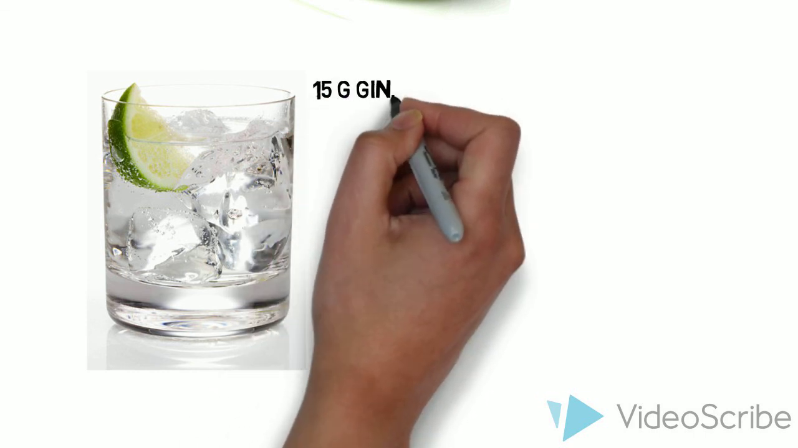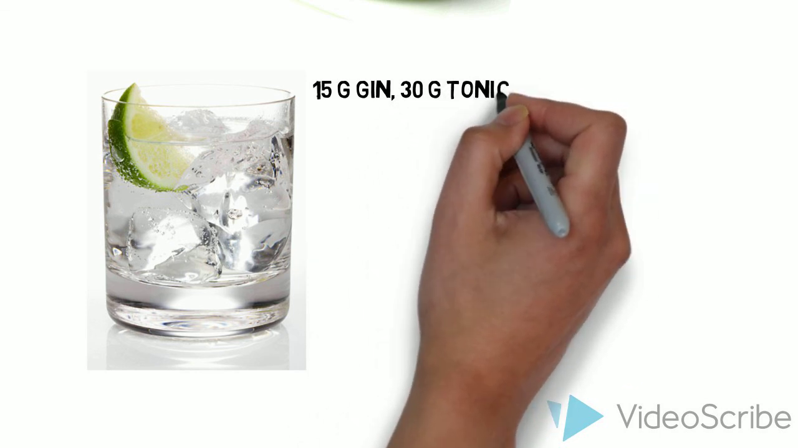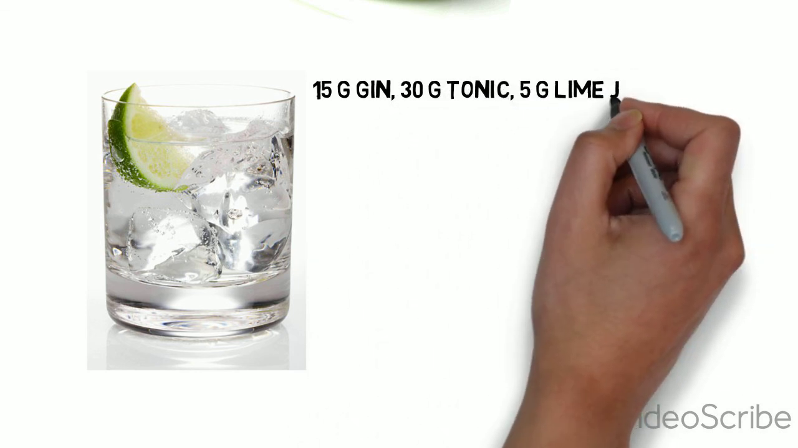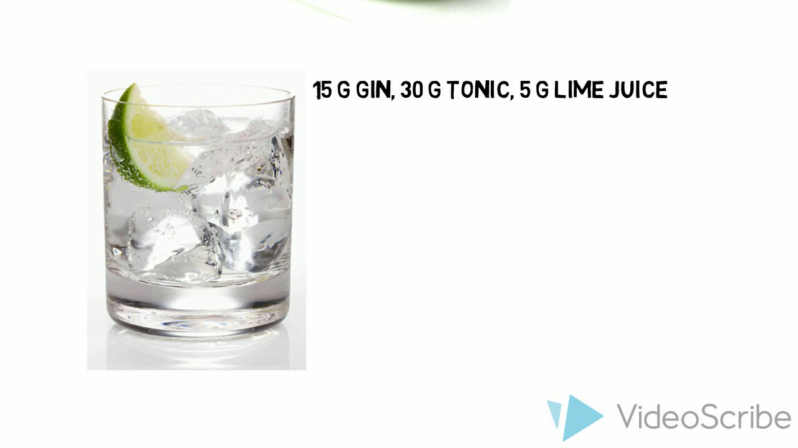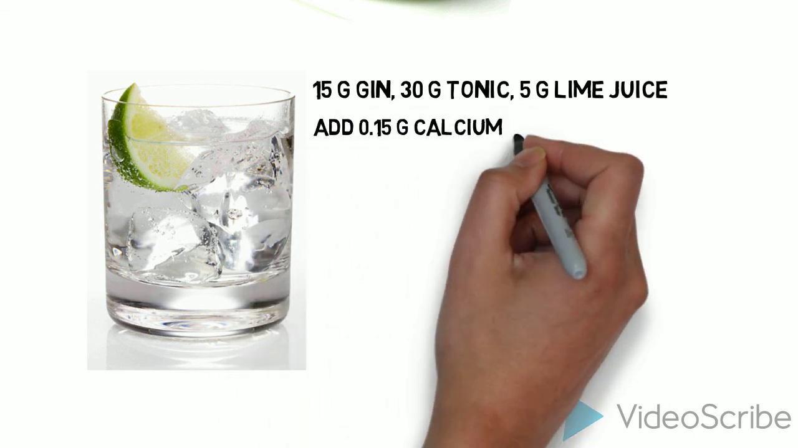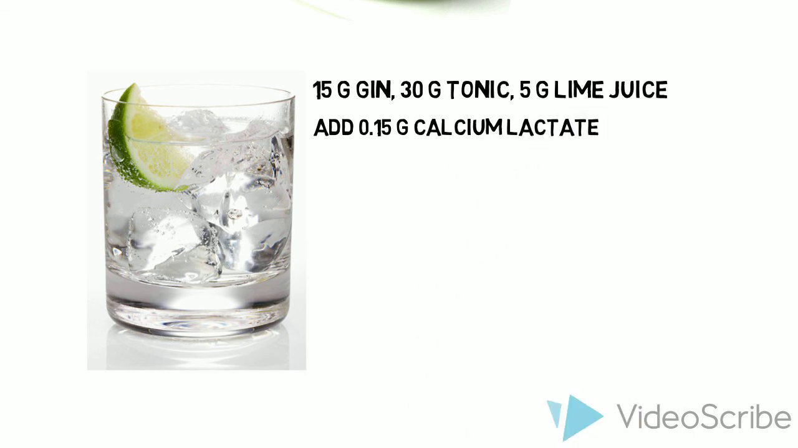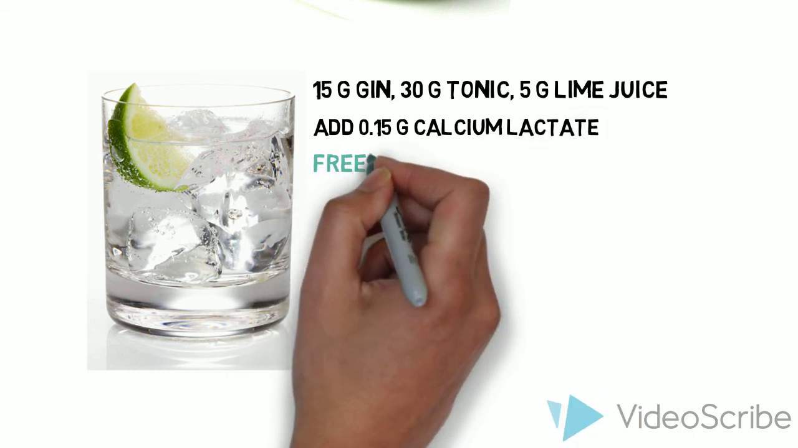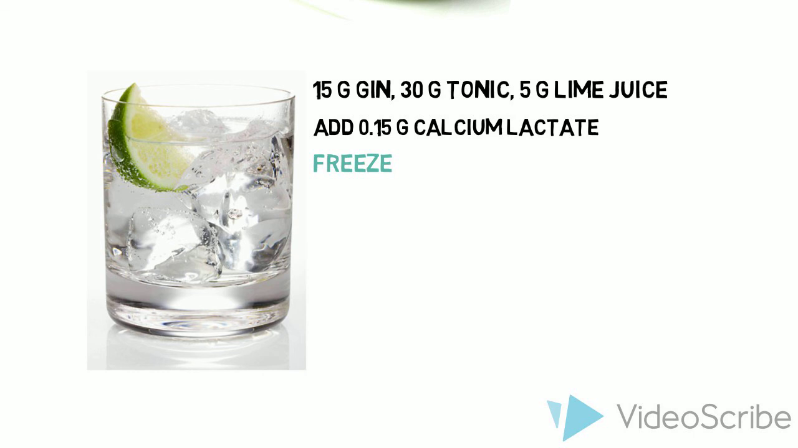In a mixing bowl, combine 15 grams of gin, 30 grams of tonic, and 5 grams of lime juice. Add 0.15 grams of calcium lactate, then pour the mixture into a spherical mold tray and pop them in the freezer. We didn't need to use this step during the pea puree discussion, but since alcohol has a lower density than water, we want to make sure that the droplets actually submerge in the alginate bath.